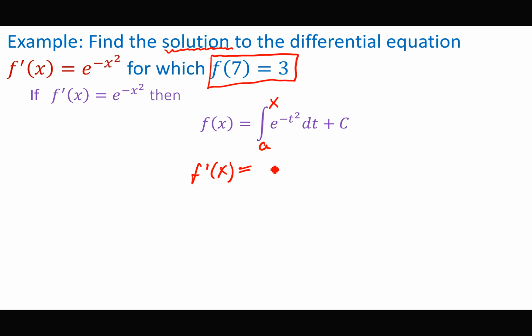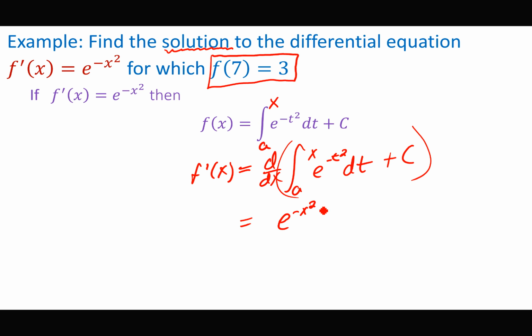So f prime of x would be d dx of this integral from a to x of e to the negative t squared dt plus c. I'm taking the derivative of all of this, so my c goes away. Part 1 of the fundamental theorem of calculus then tells me I'm going to have e to the negative x squared.